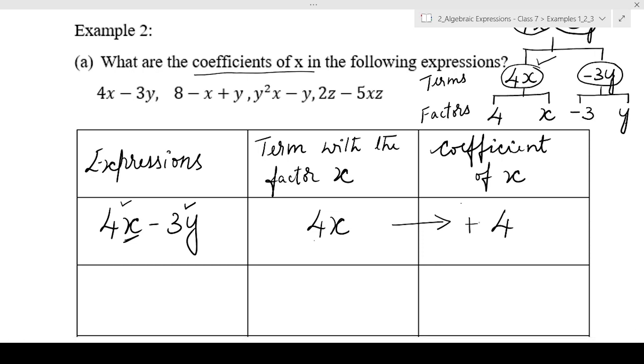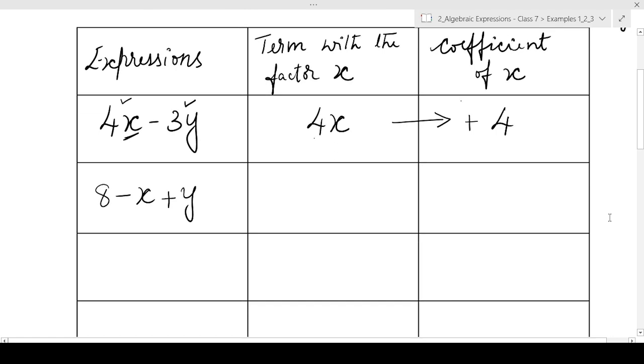Let us go ahead in solving the second problem: 8 minus x plus y. If you look into this expression, how many terms are there? There are 3 terms, right? You have 8, you have minus x, and you have plus y. So this is an expression with three terms.